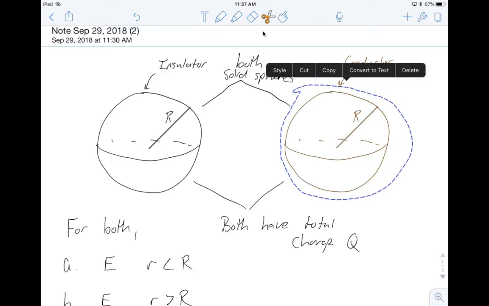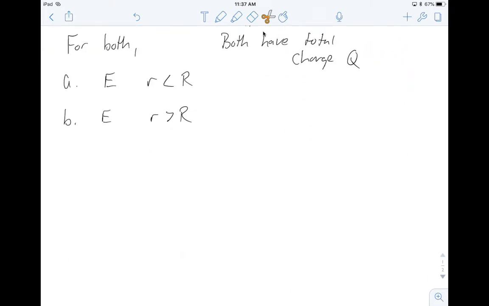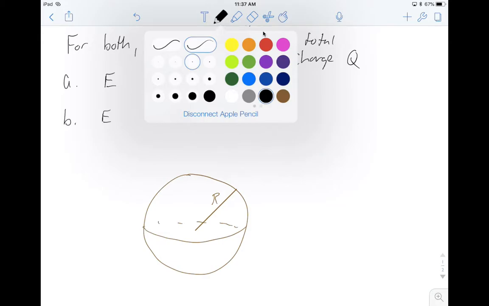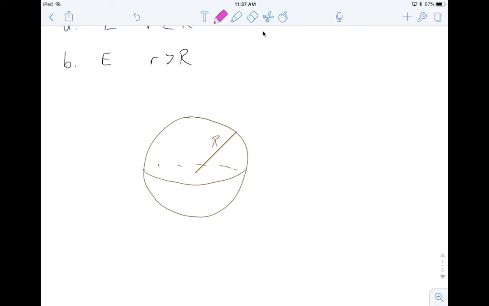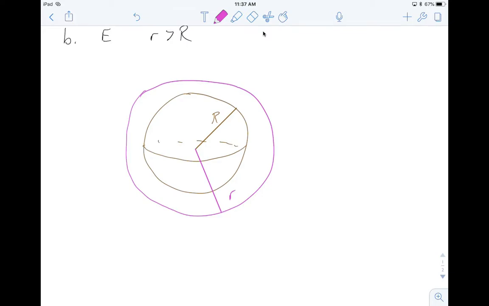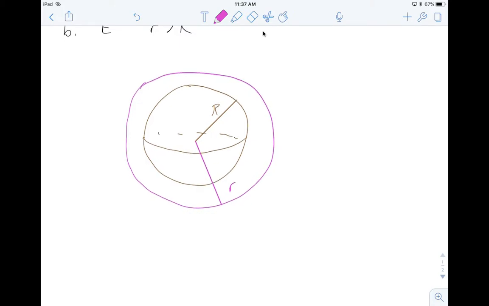So let me copy this over. Since we're dealing with a sphere, our Gaussian surface should also be a sphere. I always like to draw my Gaussian surface just so I know what I'm looking at. If we're trying to find the electric field outside, we draw a Gaussian surface outside of our charged sphere with a radius of little r. I guess I'm doing part B first. So the Gaussian surface has radius little r, and it is a sphere.